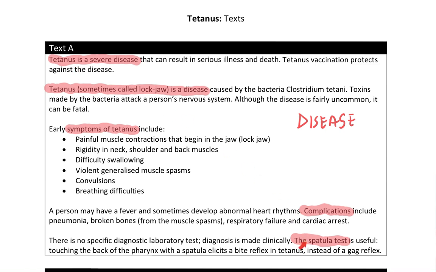Now we come to the spatula, okay? So we have the spatula test. It's useful. Touching the back of the pharynx with a spatula elicits a bite reflex in tetanus. So what happens when you use a spatula? It elicits a bite reflex, okay? The response is what? A bite reflex.